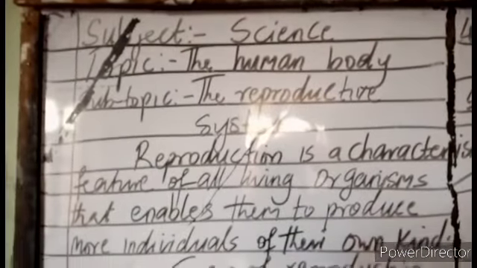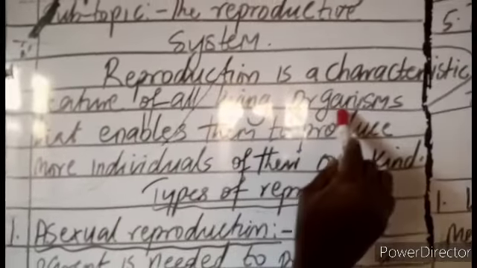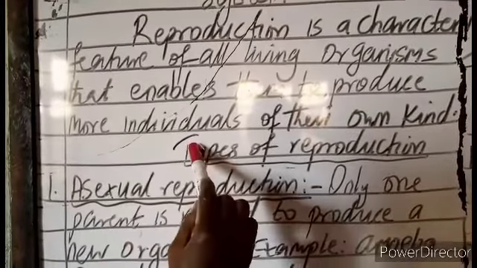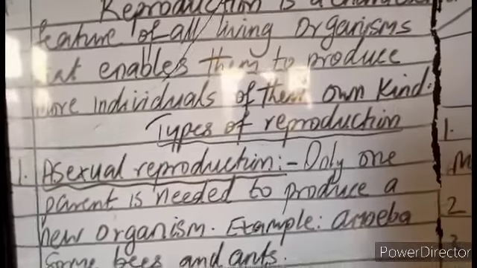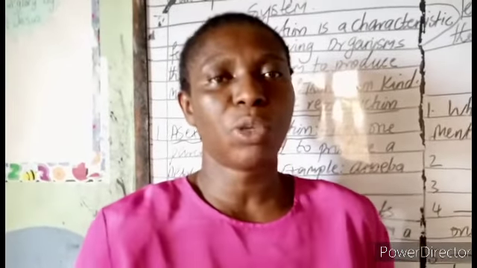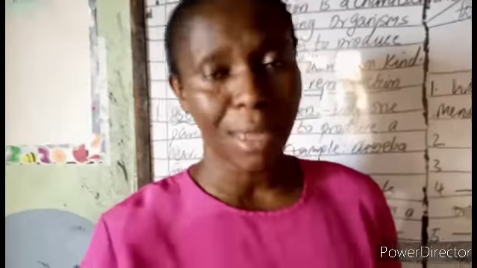Now, what is reproduction? Reproduction is a characteristic feature of all living organisms that enables them to produce more individuals of their own kind. Okay, we say a lion begets a lion, a cat begets a cat. Just as we human beings also give birth to what? A baby. That's what I mean by begetting its own kind.